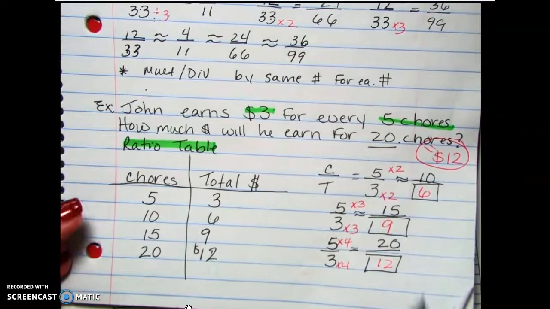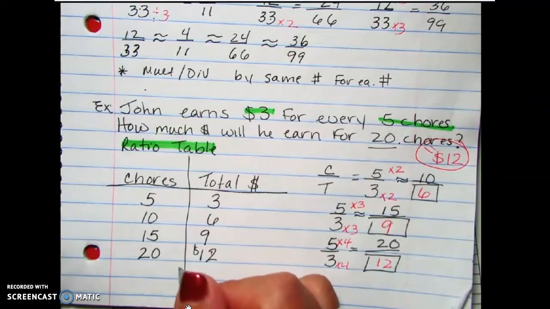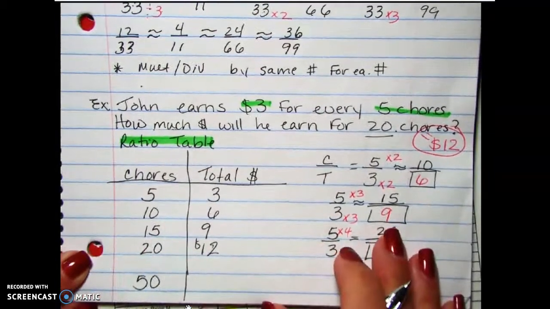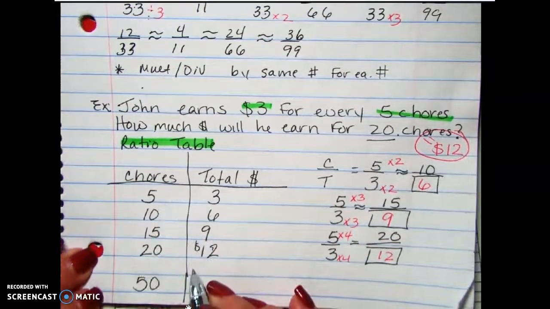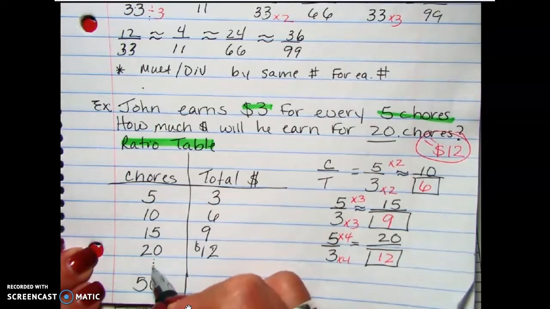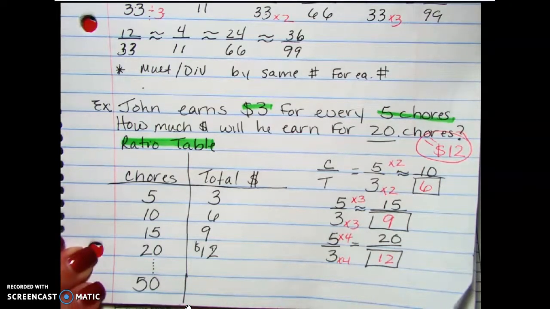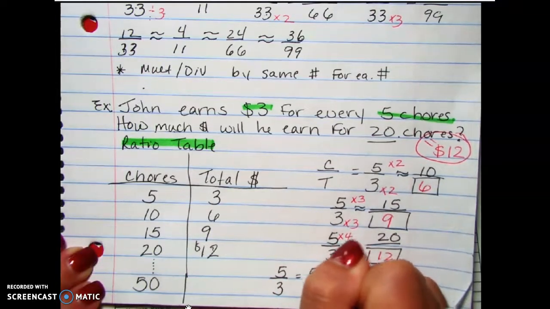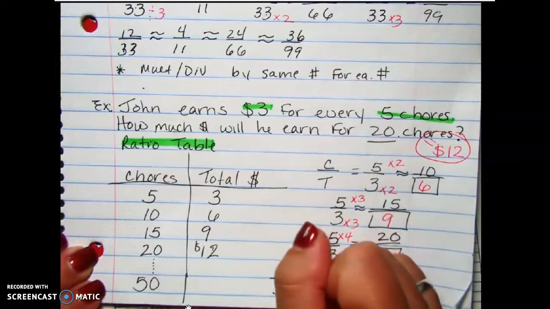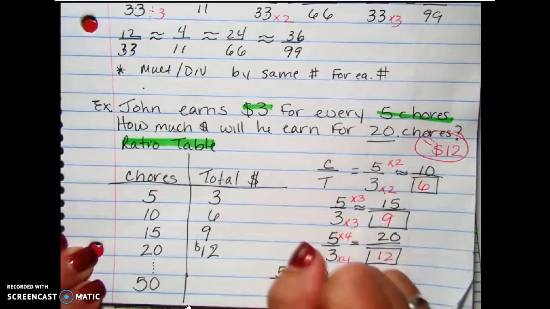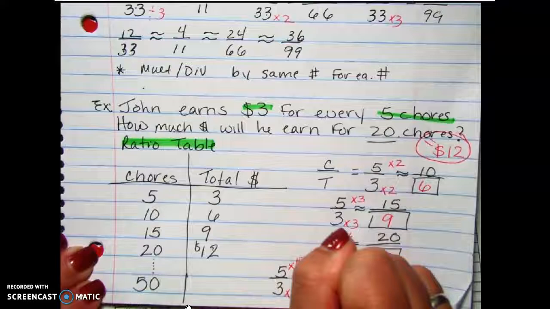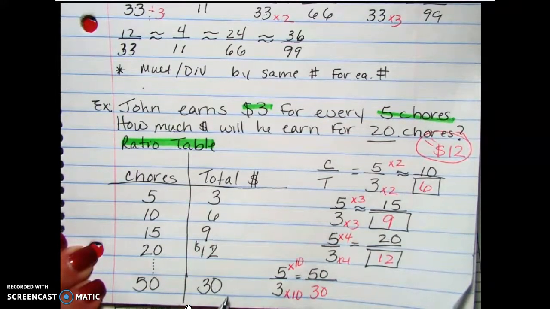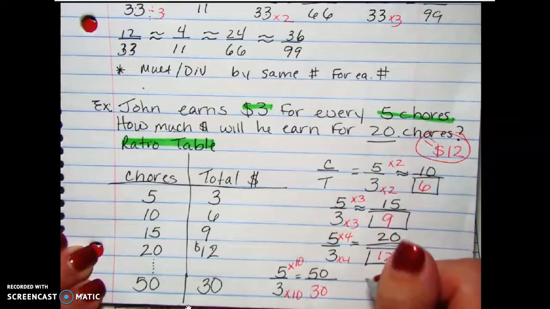Okay? Well, what if they said, hey, I want to know how much money John's going to make after 50 chores? Do I have to write 25, 30, 35, 40, 45, then 50? No, I can just go right here and say 5 to 3, and I have 50 to some number. And what did I have to do to 5? I had to multiply by 10. So he would end up making $30.